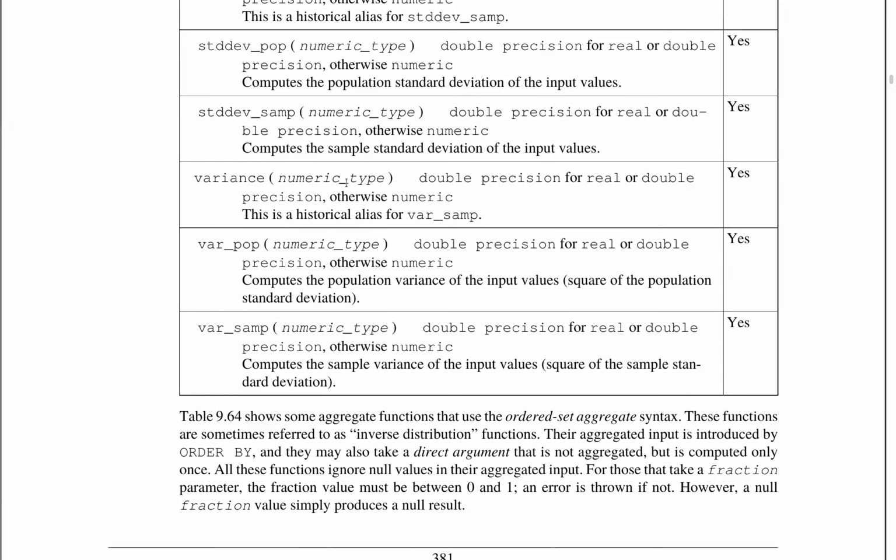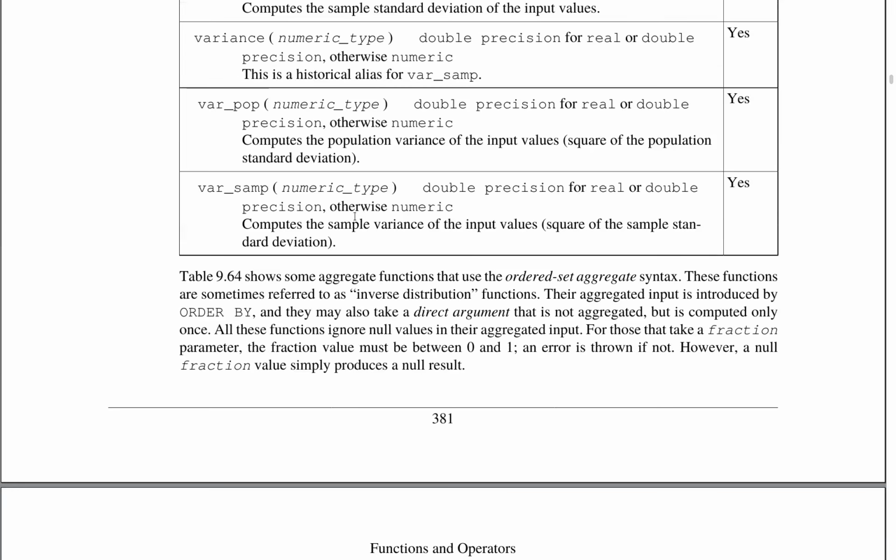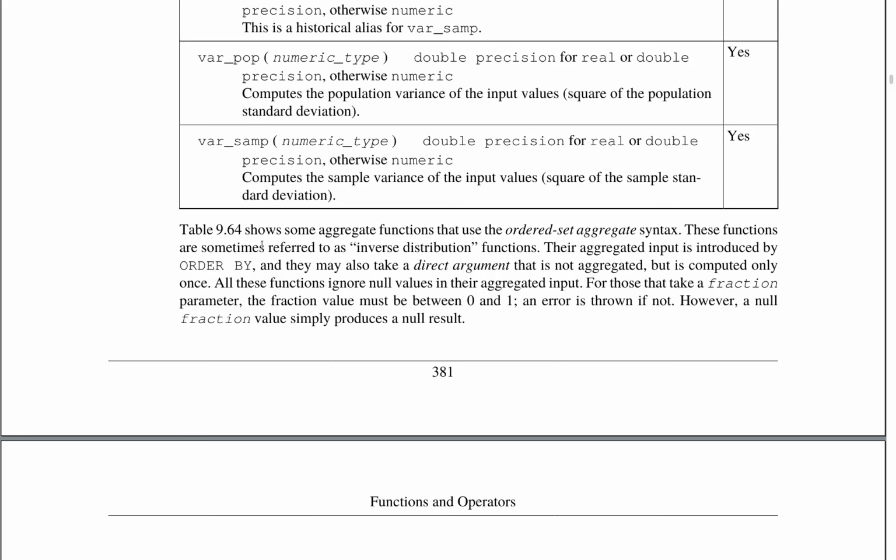Then we have variance, which takes a numeric type. Return types are like the standard deviation types. This is the historical alias for var_samp. Then we have var_pop. Return types and input types are similar. It computes the population variance of the input values, the square of the population standard deviation. Then we have var_samp, which computes the sample variance of the input values, and that is the square of the sample standard deviation.